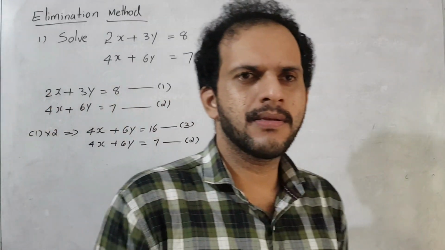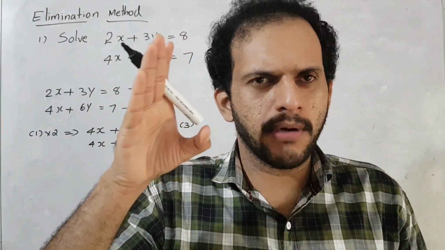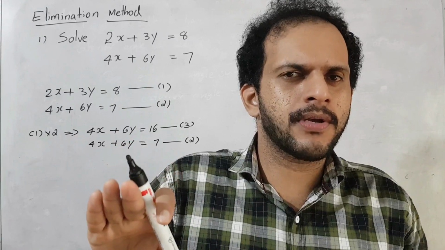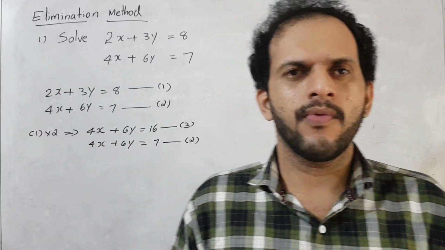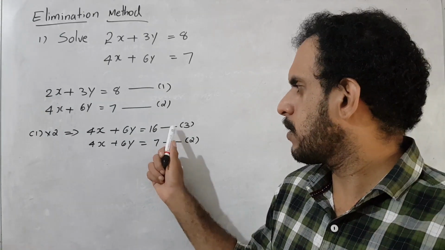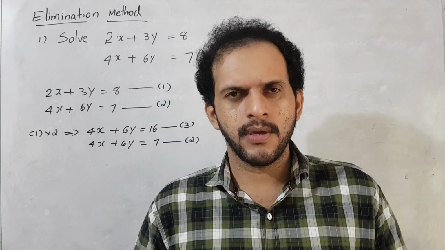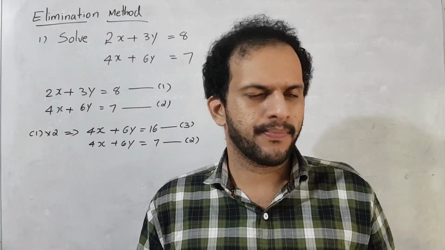After getting like this, we first decide which variable is to be removed. We check the coefficients. If the coefficients are not equal, we make them equal. Then we have the two equations 3 and 2. The next step, my dears, is to subtract or add these two equations.